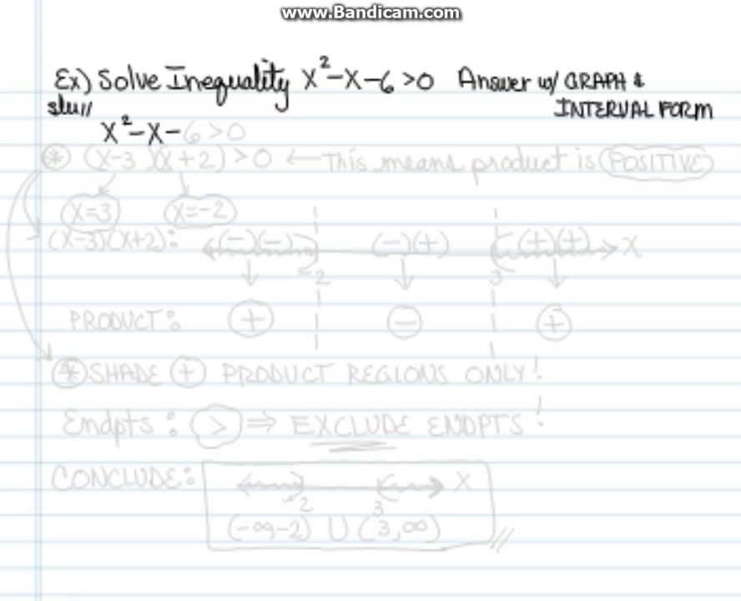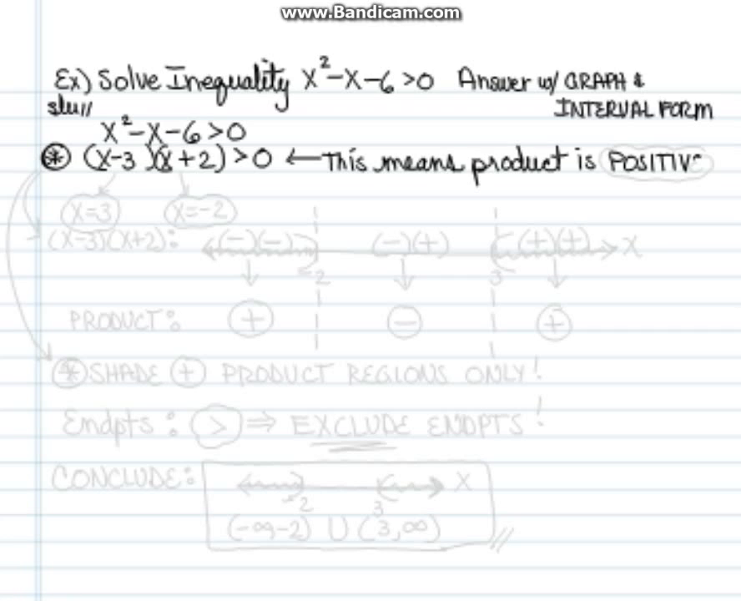We're going to factor the non-zero side, the left side, by guessing. Okay, this means that the product on the left side is greater than 0, which means it's positive. Set each of the factors equal to 0 and solve to get the critical numbers to partition the number line.